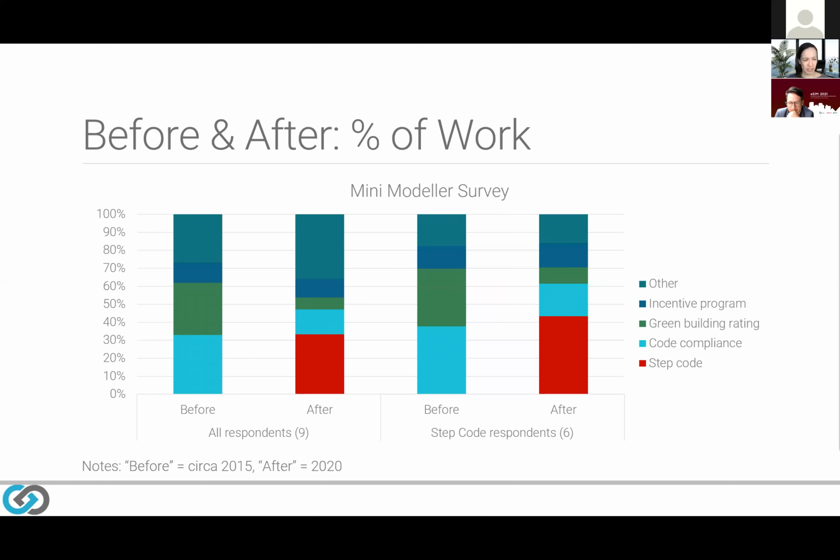So here we go. This is just looking at before and after percent of work. I asked people what percentage of your work was made up of Step Code, code compliance, green building rating, incentive program, or other. And this is from all respondents. There were 9, and 3 of them actually weren't working with the Step Code, so I did a subcategory excluding them.